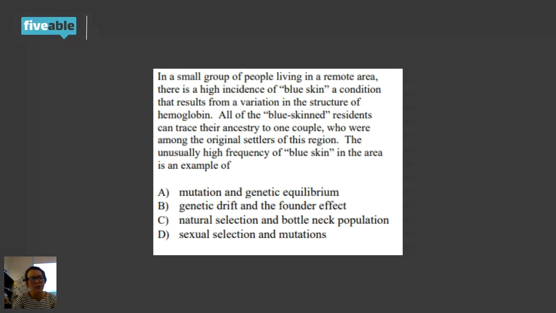Sexual selection and mutations, as far as we know, there's no one that's selecting to just mate with blue-skinned people. That's not explicitly clear. And there's no necessarily example of a mutation occurring within this smaller population. So that's not necessarily a completely wrong answer.